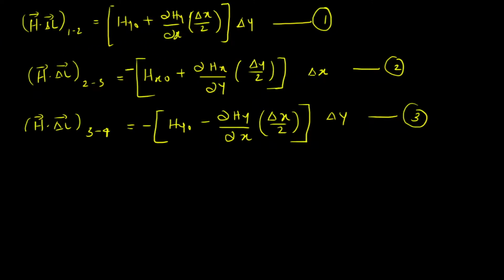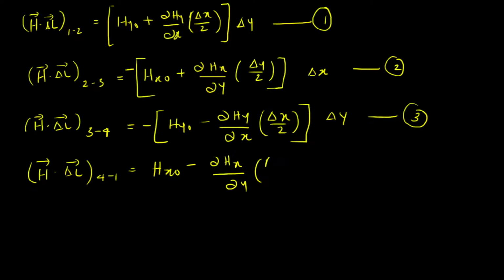Now there is one more section remaining. So H dot delta L, this is 4 to 1, will be Hx naught minus del Hx by del y for a distance of delta y by 2 in the plus delta x direction.